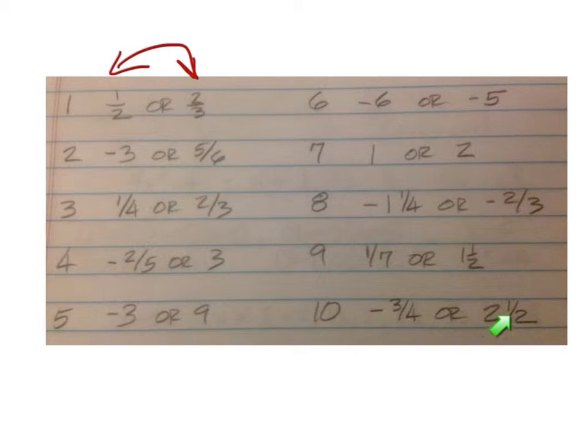If you have 5 halves here, that's fine. It's the same thing as 2 1/2. If you have a negative 5/4, same thing as negative 1 1/4, as long as it's equivalent. Nothing like 6/4.